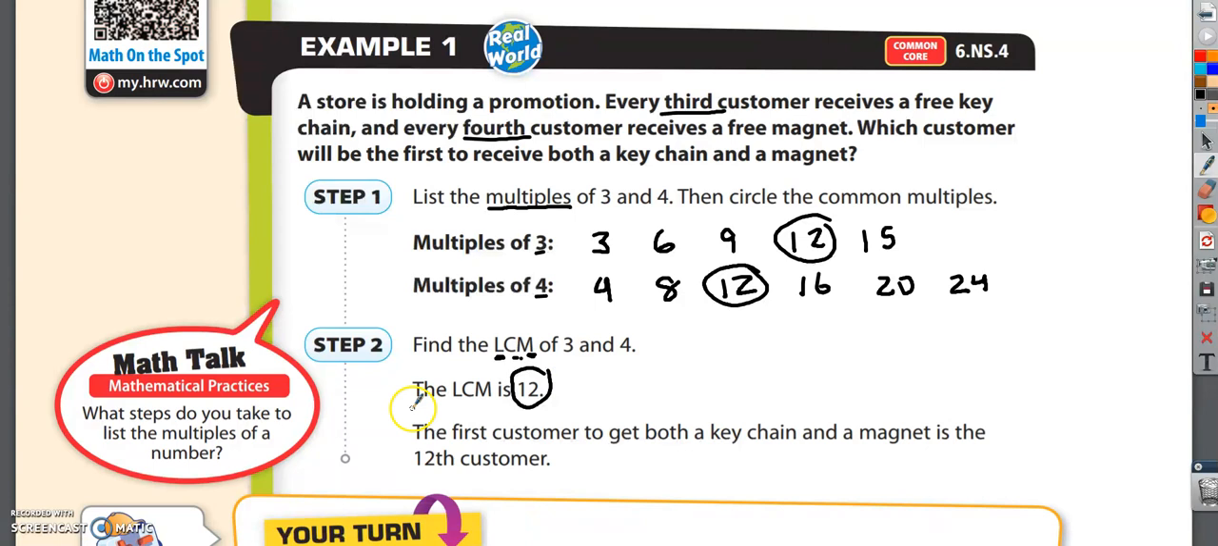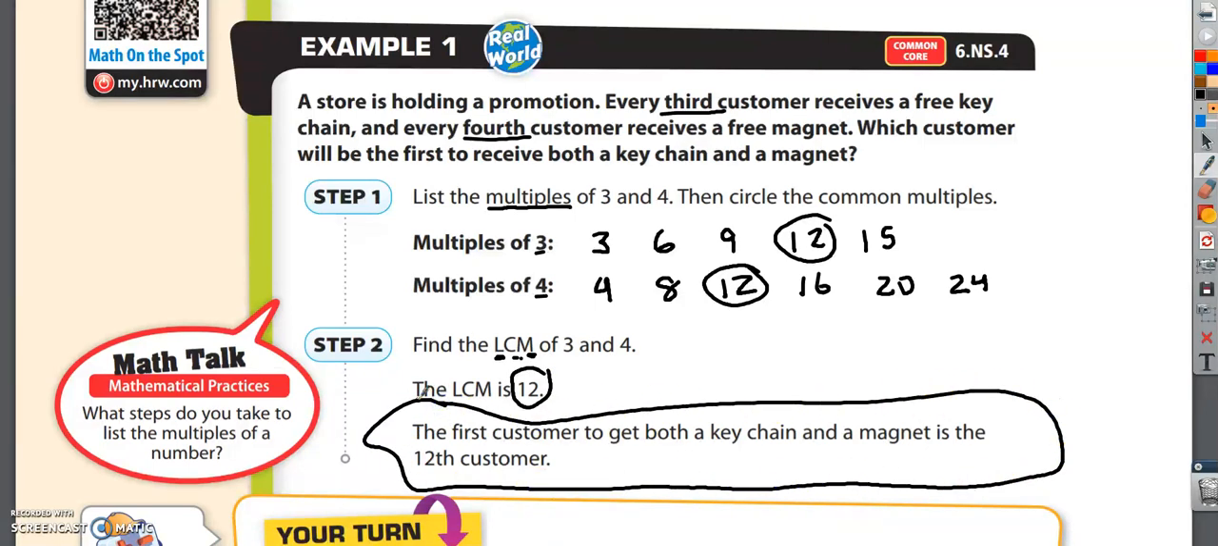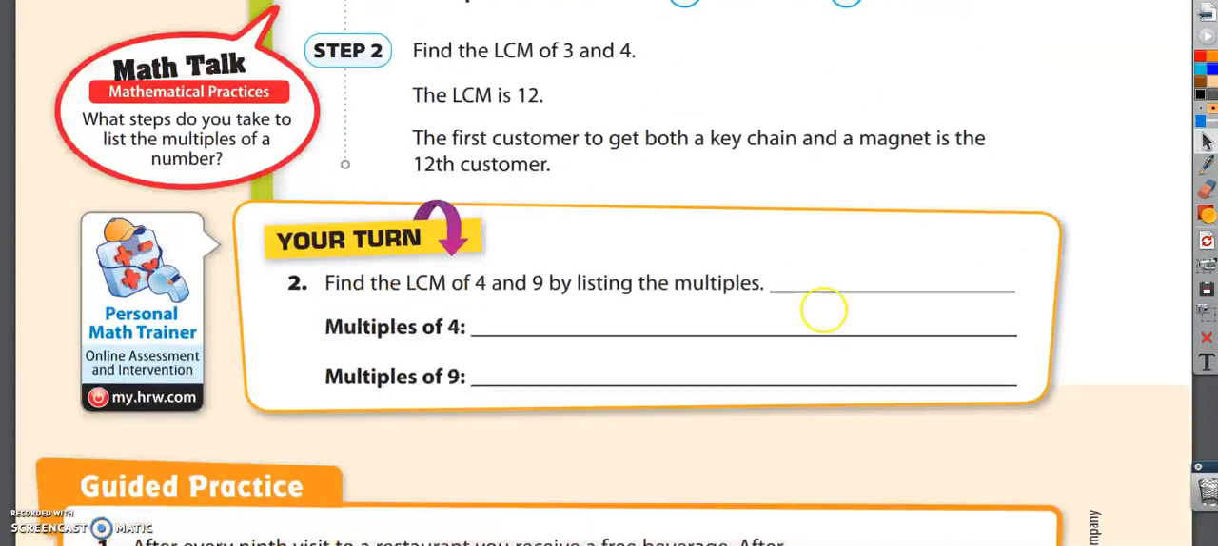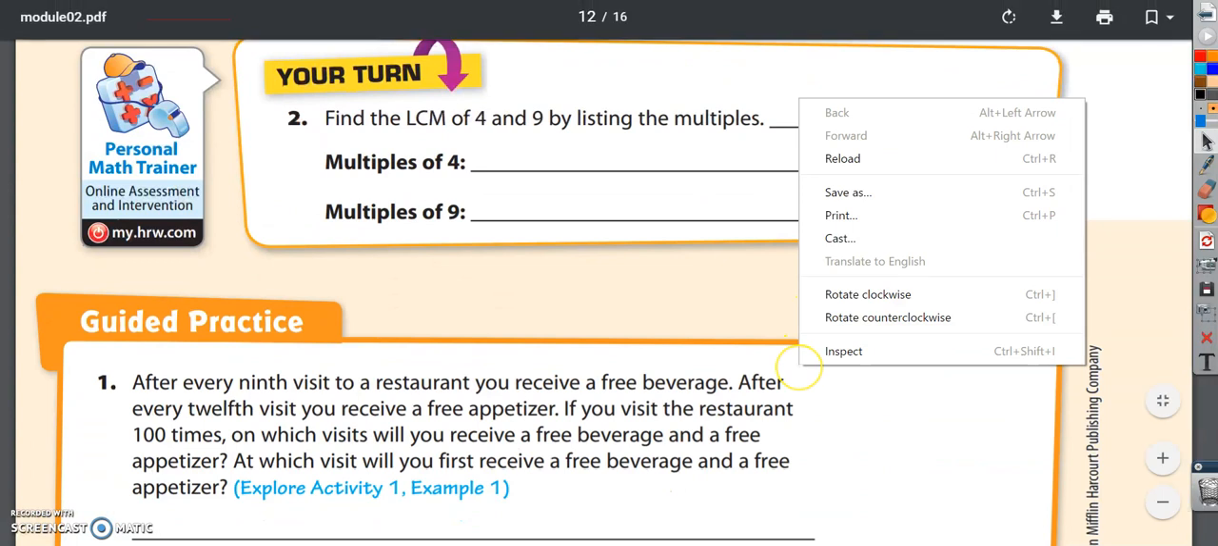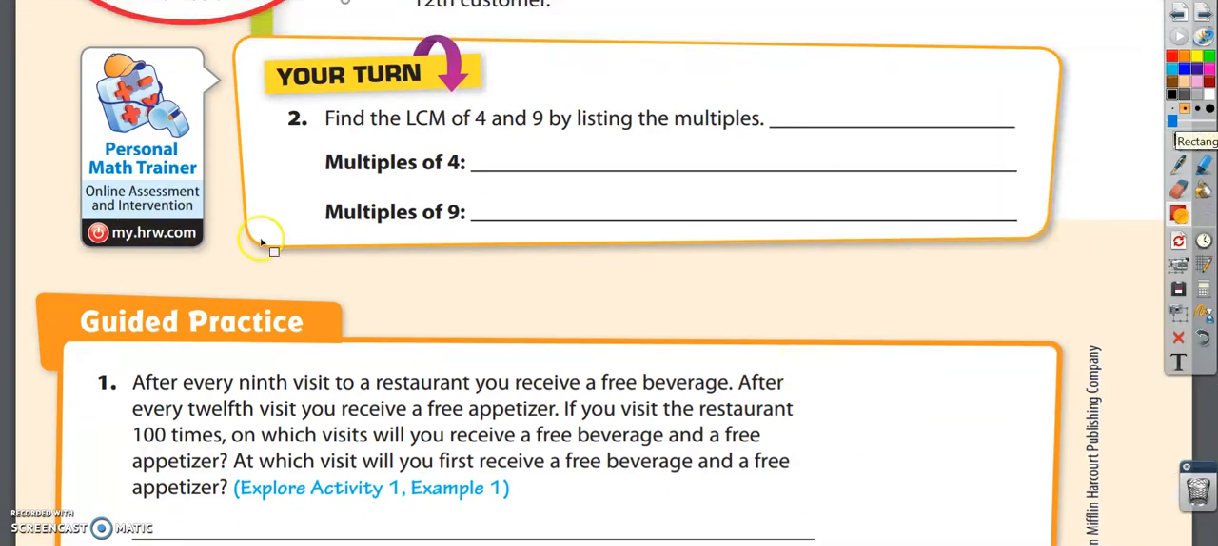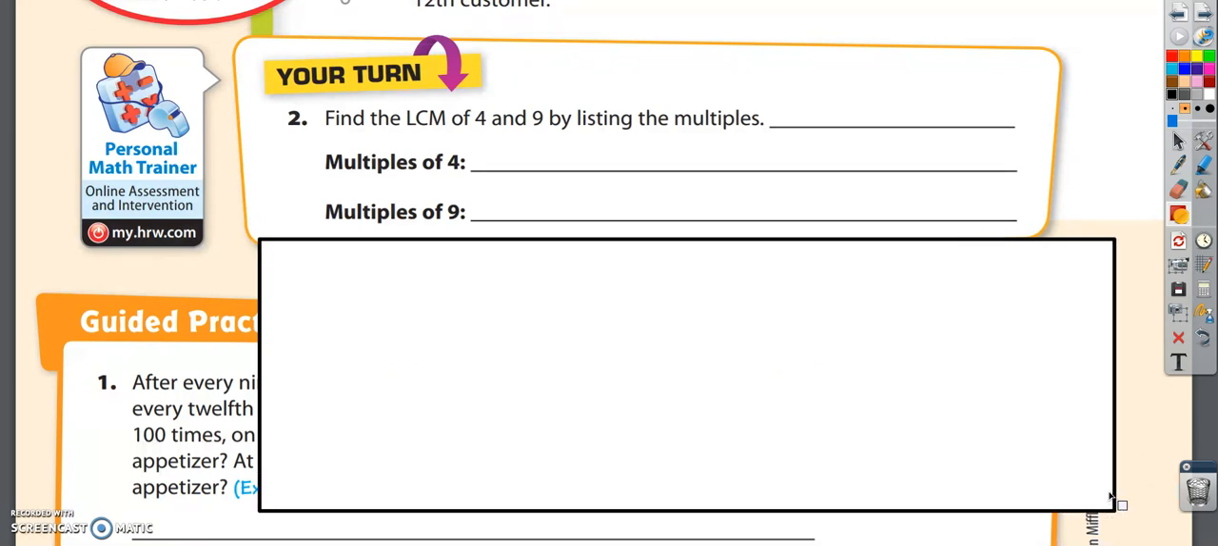And then we rewrite our sentence at the end. The first customer to get both a keychain and a magnet is the 12th customer. So while this looks like the factor problems we've been working on, the main difference is when you get ready to solve, you're not listing factors, you're listing multiples. I want you to try the your turn. Go ahead and hit pause, try the your turn, and then hit play when you're ready to check your answer.